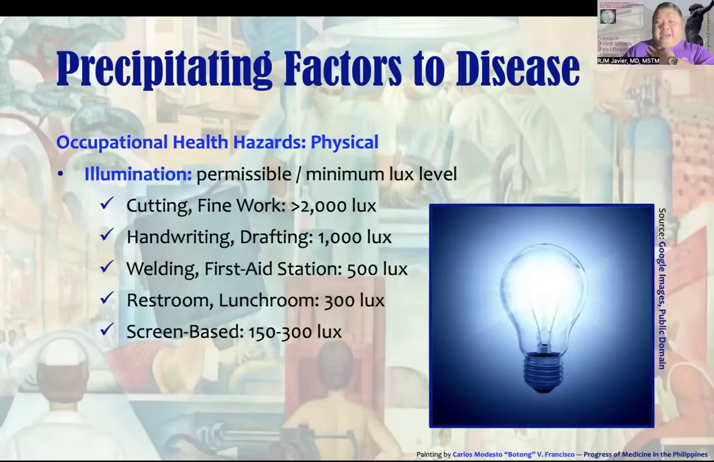Same thing for illumination. There are certain requirements that a certain light level measured in lux will be considered permissible. For example, for us working in a first aid station, the light illumination should have at least 500 lux. If the lighting is lower than 500 lux, it's not ideal for the healthcare workers in that assigned first aid station.